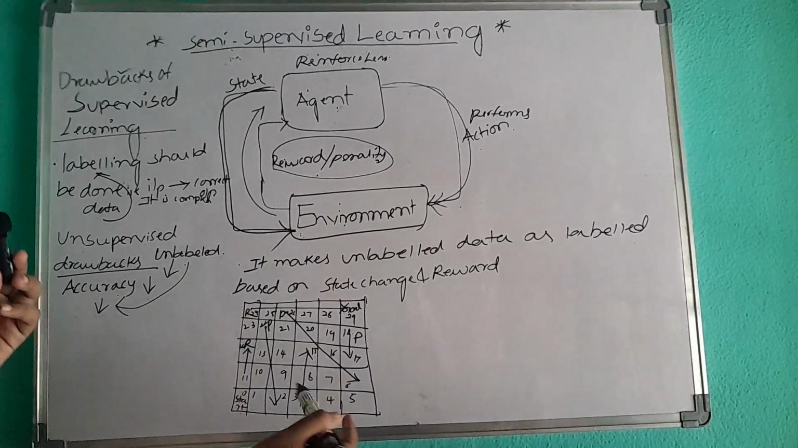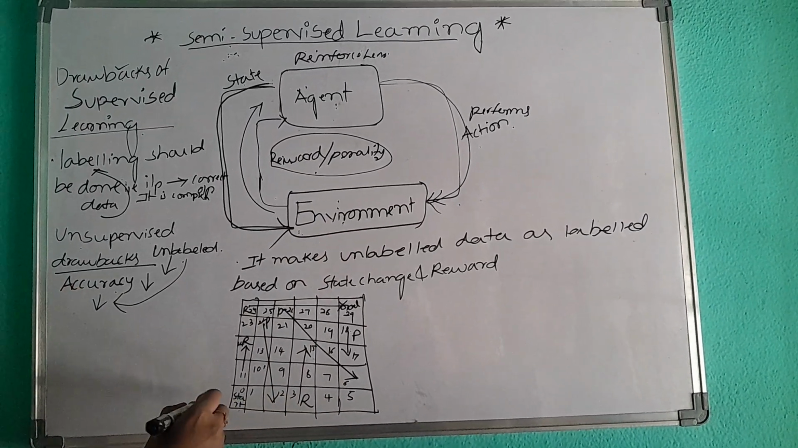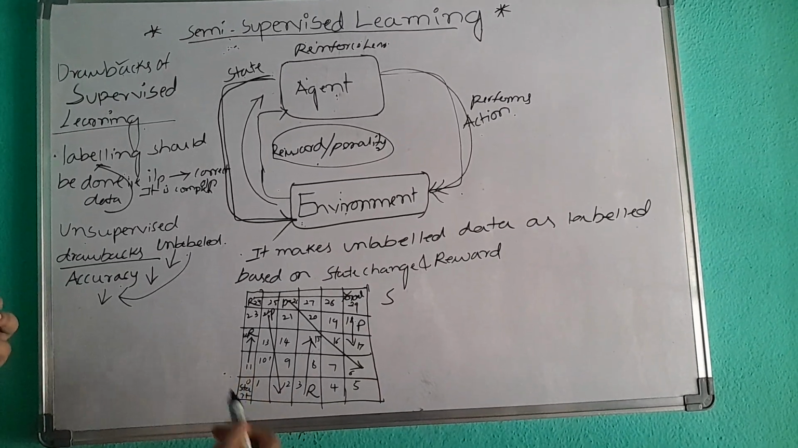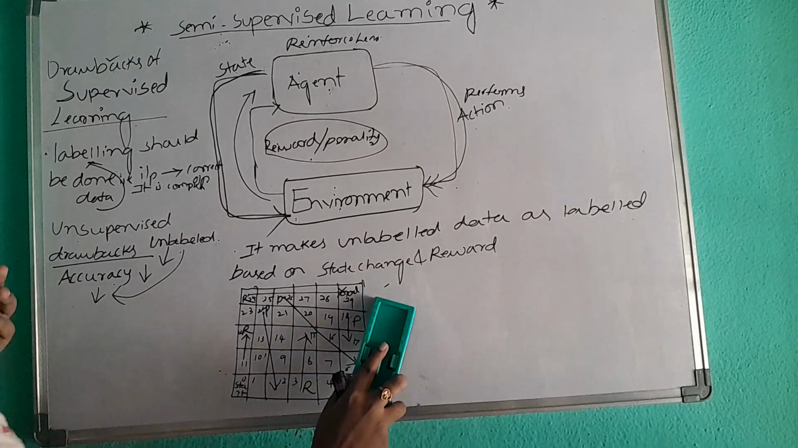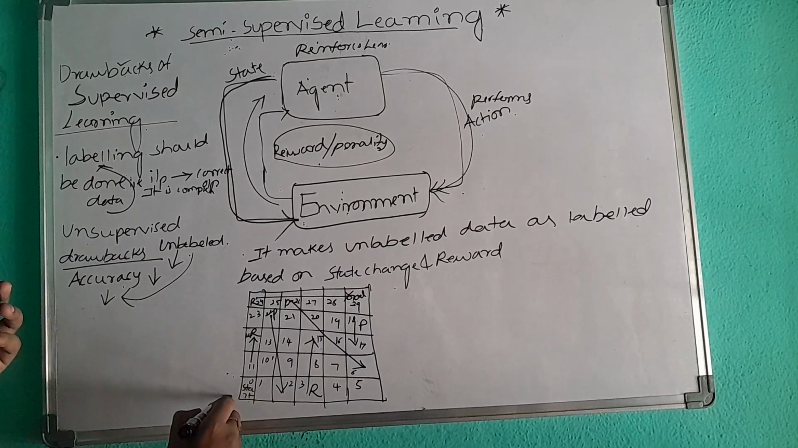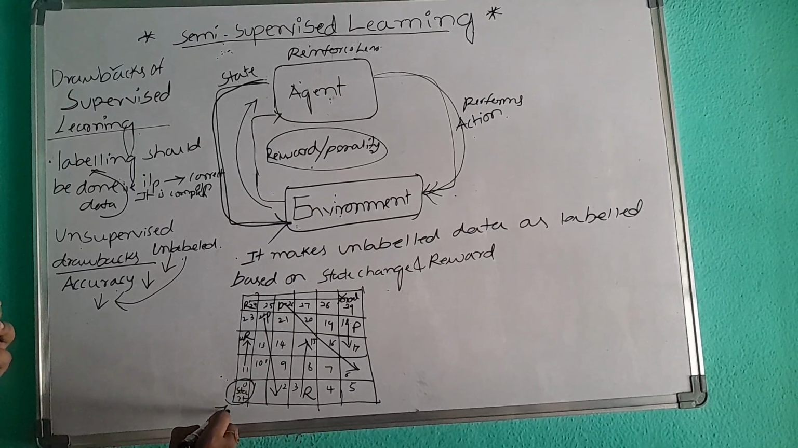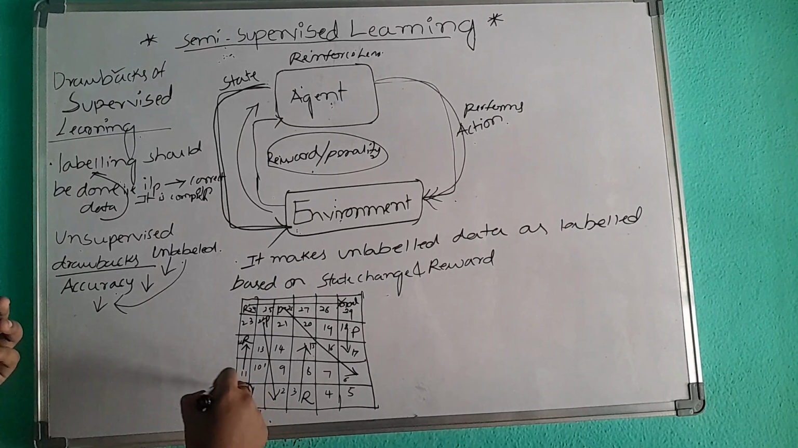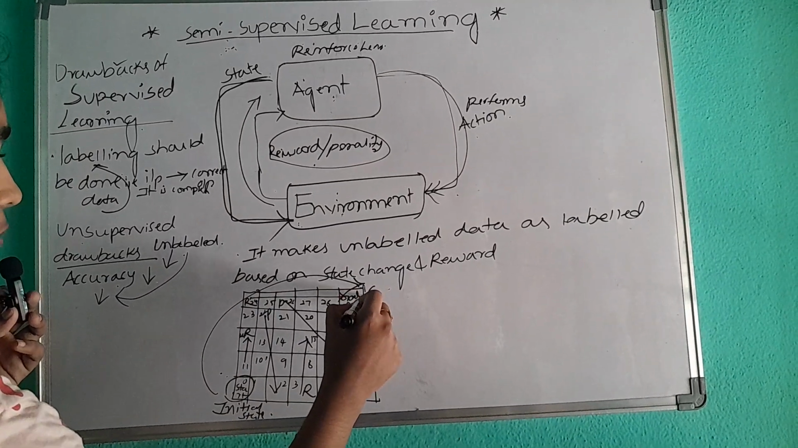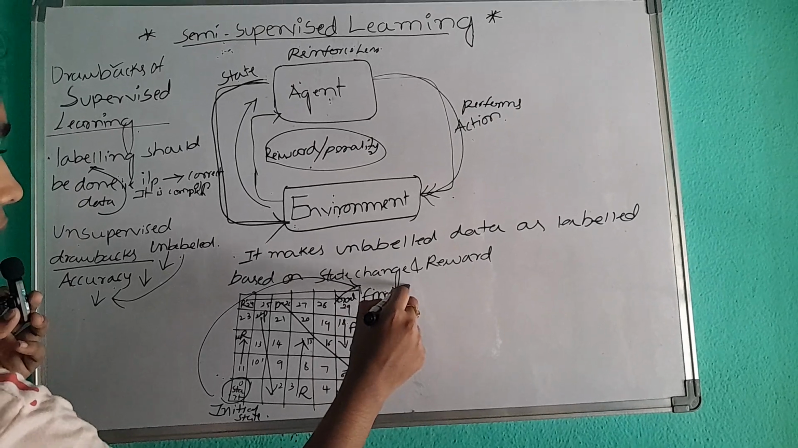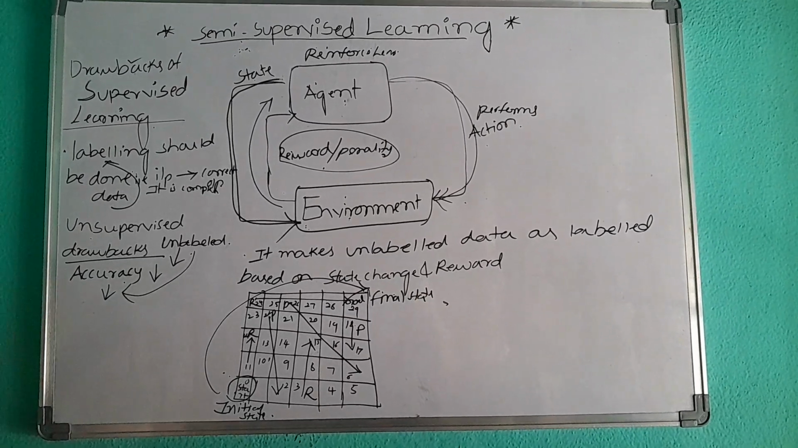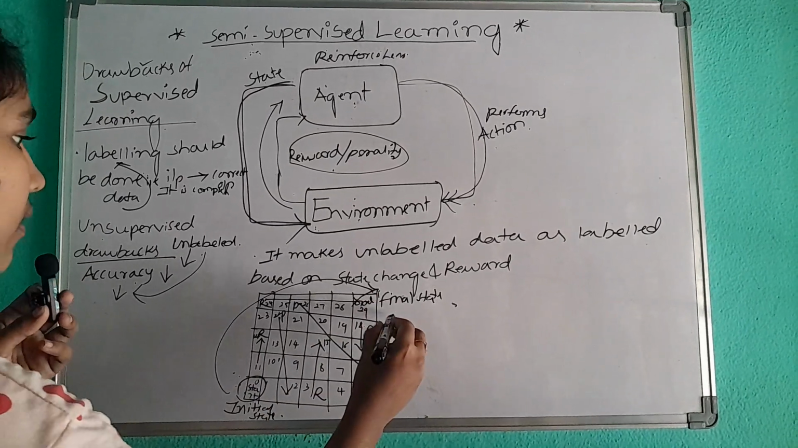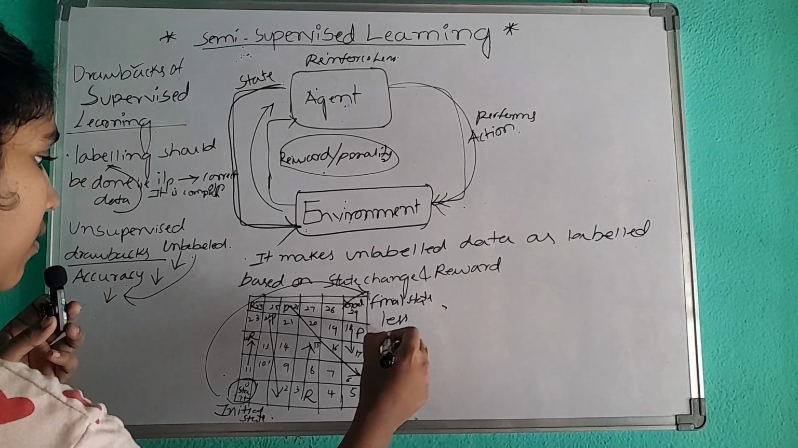To understand clearly, see this example. For example, this is a game, a board game like Vaikunt Pali. We are starting here, the initial state, and we need to reach our goal. This is the final state. Now the question is how to reach from the initial state to the final state with less effort.